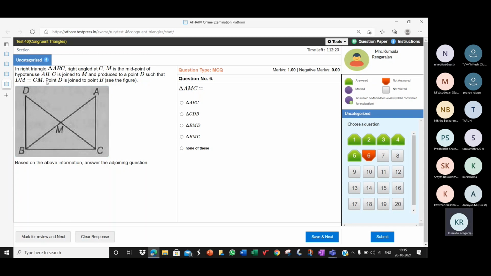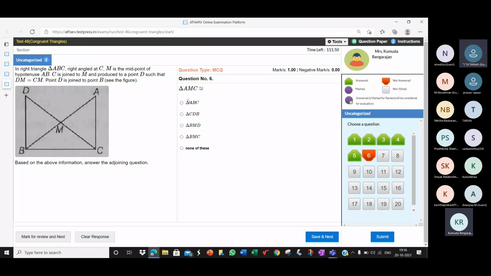M is the midpoint of the hypotenuse AB. C is joined to M, to the midpoint M, and it's produced to a point D such that DM is equal to CM. So it's given that M is the midpoint of AB, so AM is equal to BM. Also, we have DM equal to CM. Point D is joined to B. So that's how the figure has been constructed.